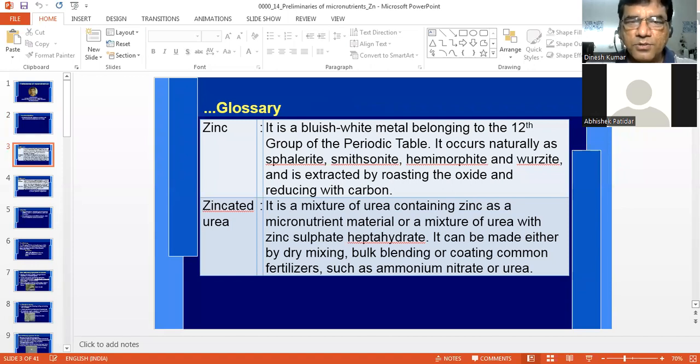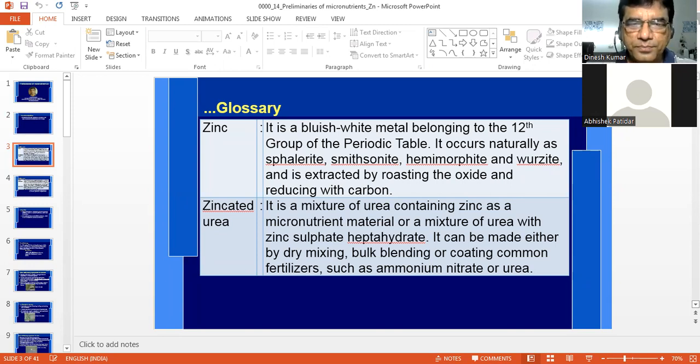It occurs naturally as sphalerite. Sphalerite is the mineral, or it can be smithsonite, hemimorphite, and willemite, and is extracted by roasting the oxide and reducing with carbon. So this is the method to obtain zinc from the ores. And you know these ores or minerals are sphalerite, smithsonite, hemimorphite, and willemite.